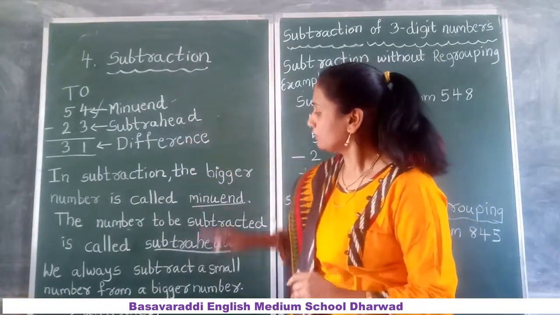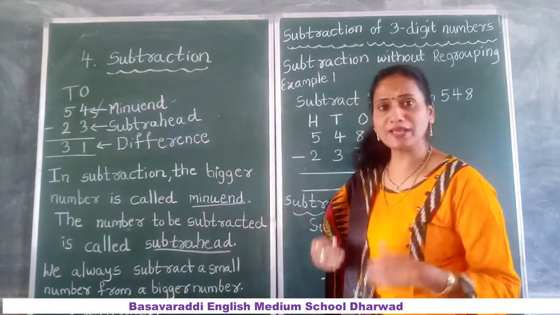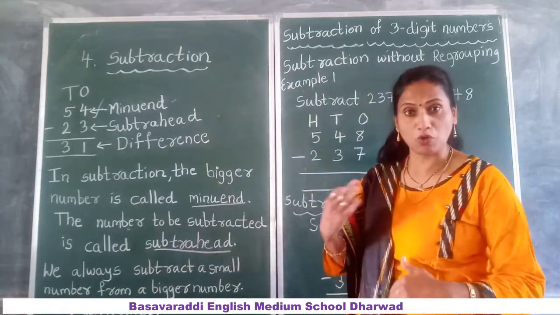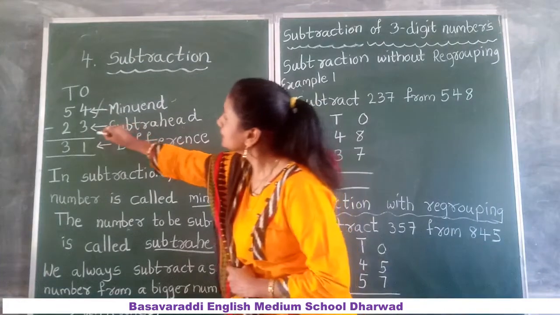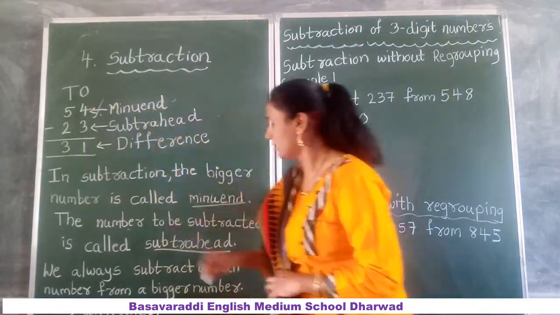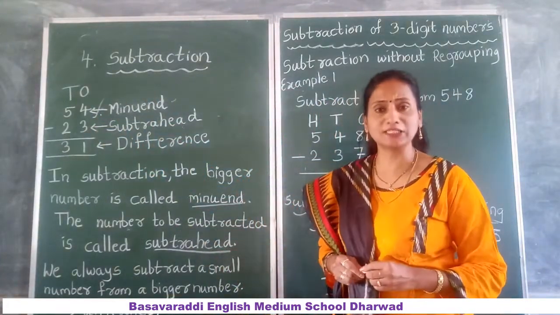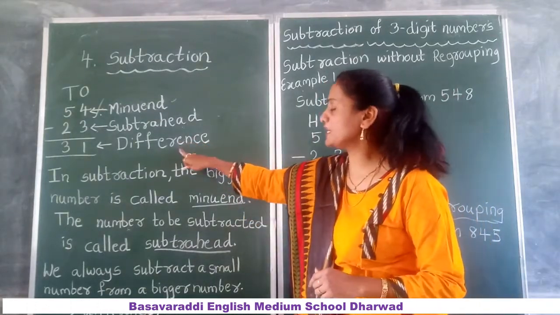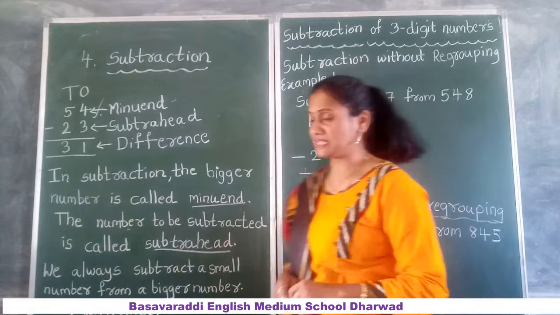The answer: we always subtract a smaller number from a bigger number. See, this is the smaller number and this is the bigger number. So what should the answer be? We are calling this one the difference. This answer is the difference.